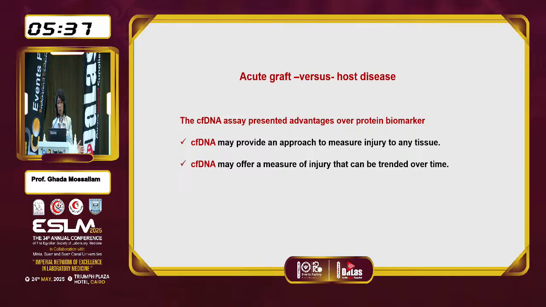So, as a biomarker in case of acute graft-versus-host disease, the cell-free DNA presented advantages over protein biomarkers by providing an approach to measure injury to any tissue, because other biomarkers are related to certain tissues. Those are related to the GIT, the skin, whatever, but these markers are elevated in any condition. Cell-free DNA may also be trended over time because the simplicity of the sample allows repeated examination over time.